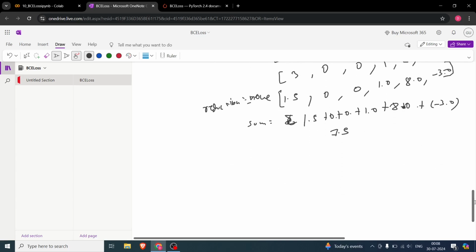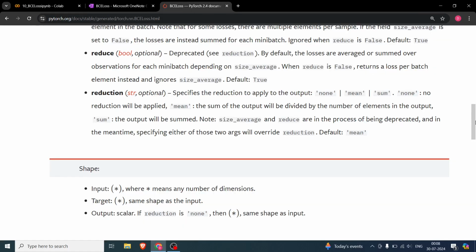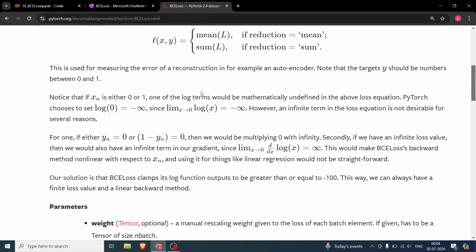Same thing for the mean. So when reduction equal to mean, you have the summation divided by the total number, 6. So whatever this 1 point something something answer will be there. Okay, so I hope you understood the theory. Now let's go and see a practical. Before that, there is some more theory over here.